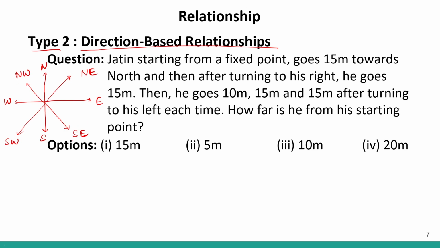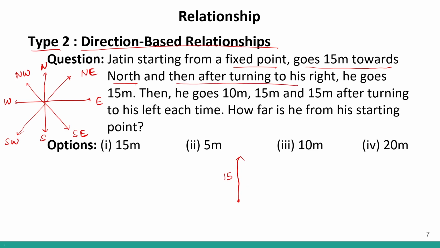This diagram is important. Now, Jatin started from a fixed point. So, let us assume this is the fixed point. Okay. Goes 15 meters towards north. So, Jatin is going 15 meters towards north. So, Jatin is going in this direction 15 meters. Okay. This direction 15 meters.